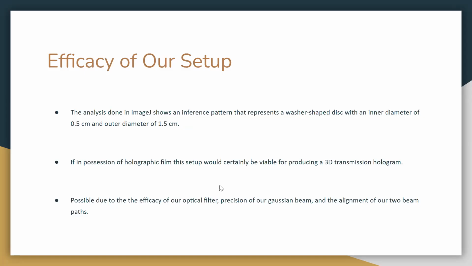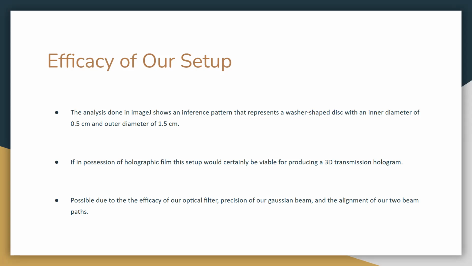So in conclusion, we believe that the analysis done in ImageJ shows an interference pattern representative of a washer-shaped disk with an inner diameter of 0.5 centimeters and an outer diameter of 1.5 centimeters. And this nearly perfectly represents our original object. It shows that if in possession of holographic film, the setup would certainly be a viable setup for producing a 3D transmission hologram.